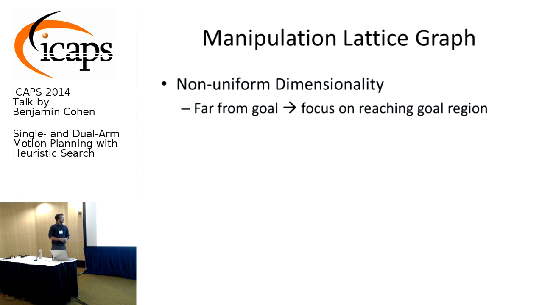Okay? And on a robot arm, you actually only have a subset of all the joints that actually move the end effector in XYZ. So we found that we could search in a lower dimensional space for much of the search until we get to that goal region, where we want to use all the joints to be able to search around for a path.